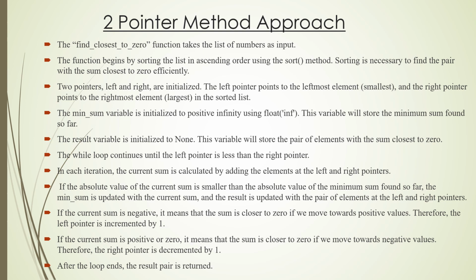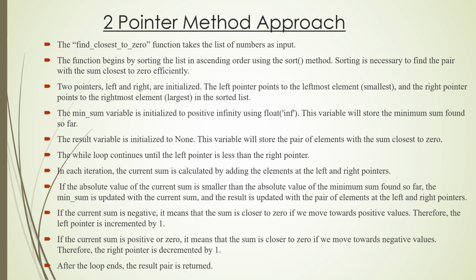In each iteration, the current sum is calculated by adding the elements at the left and the right pointers. If the absolute value of the current sum is smaller than the absolute value of the minimum sum found so far, the minimum sum is updated with the current sum and the result is updated with the pair of elements at the left and right pointers.